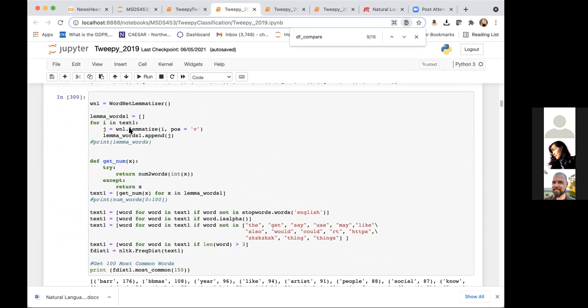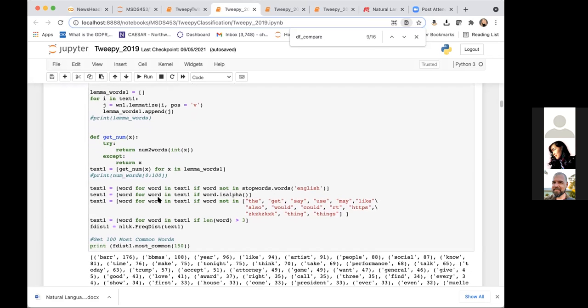I lemmatized it. I removed the stop words. In this line, I removed everything that wasn't alpha, just letters. I removed specific words that I thought didn't really help.